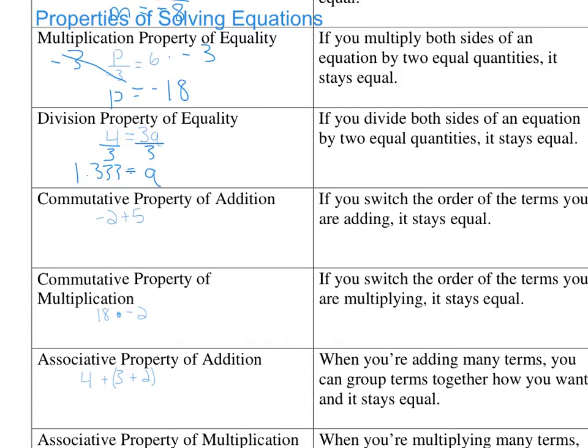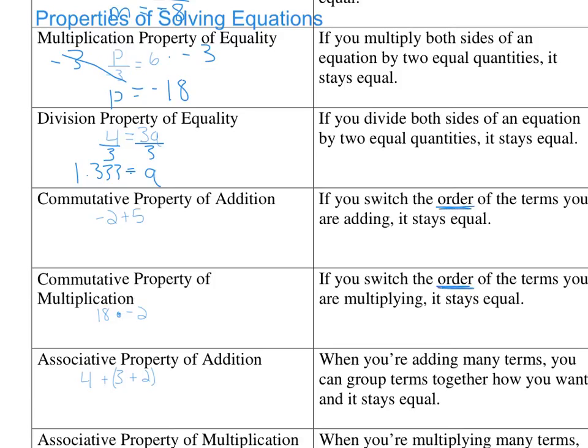Those 4 properties are the most common and the ones that we use the most, but you need to know about these other ones, and we'll still use them sometimes. The next properties are the commutative property of addition and the commutative property of multiplication. The way that I remember these is about the order.